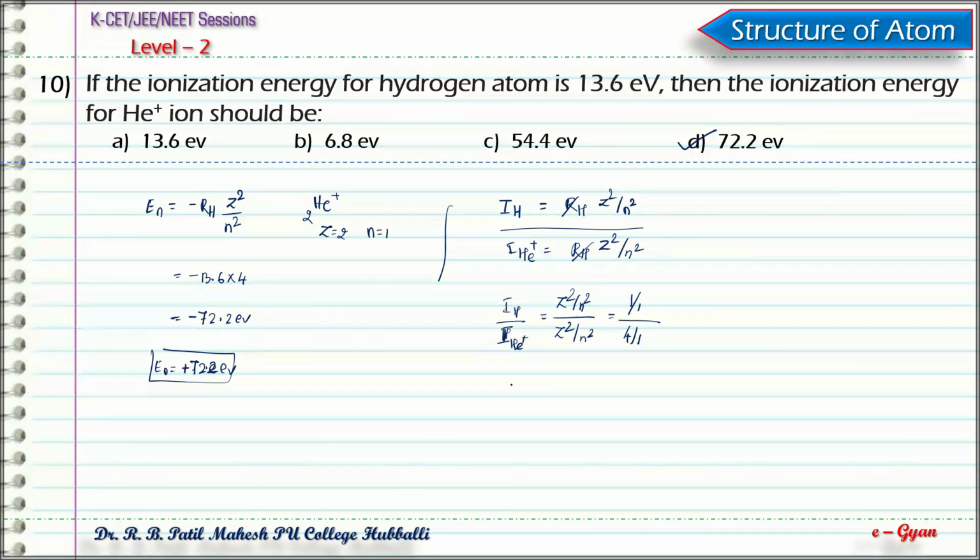So ionization energy of hydrogen is given as 13.6 electron volt divided by ionization energy of helium plus to be calculated, which is equal to 1 divided by 1 into 1 divided by 4. Therefore ionization energy of helium plus, which is equal to 13.6 into 4, which is equal to 72.2 electron volt. Again, the correct option is option D. Moving to the next question.